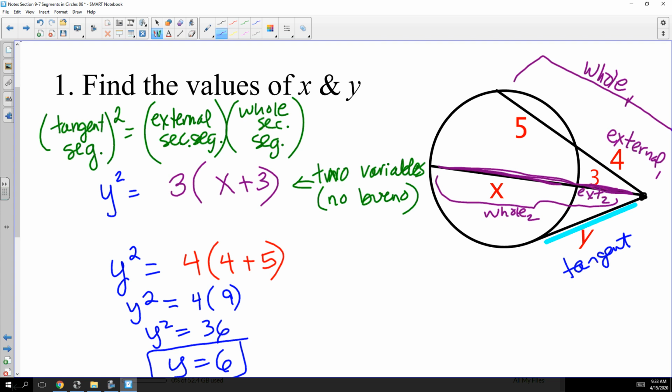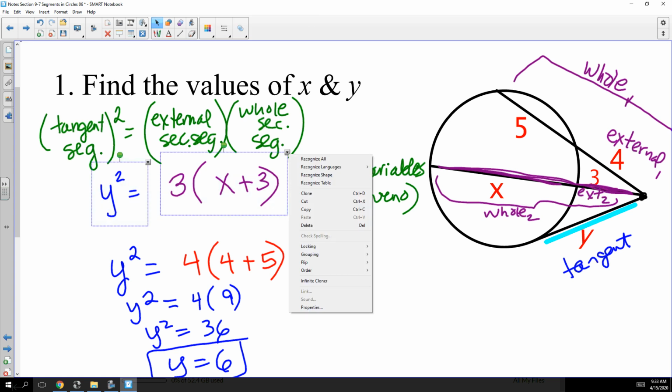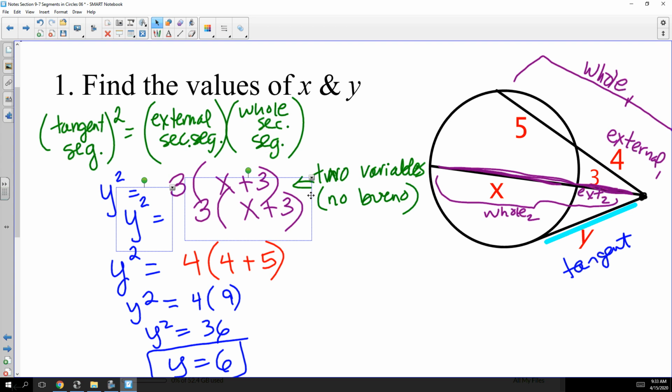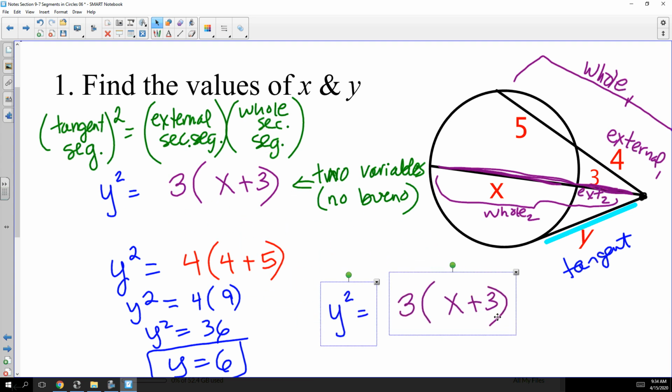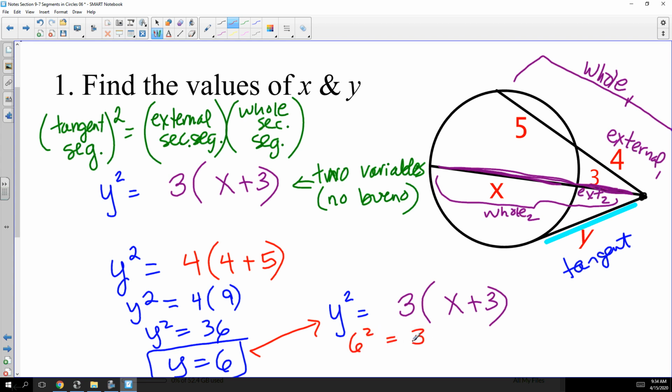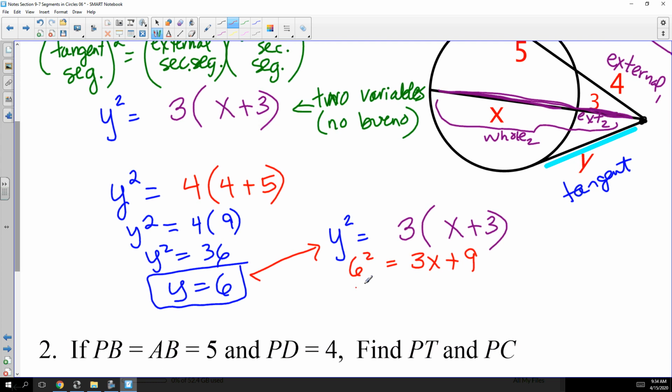We could use that all over again. So let's take a look at what that would be if we just clone all this and bring it over here. Now we can just plug in this 6 right here if you'd like. So we could say 6 squared equals 3x plus 9. This will be another way for us to find the value of x. So 36 is equal to 3x plus 9. 3x is equal to 27, and x is equal to 9. And that's a way for us to find it instead.